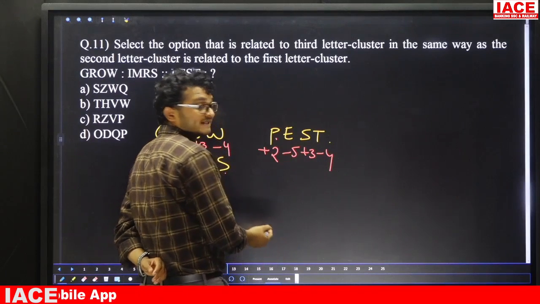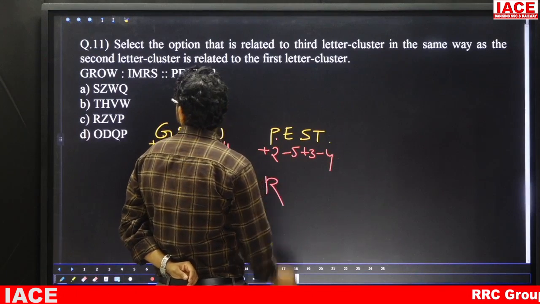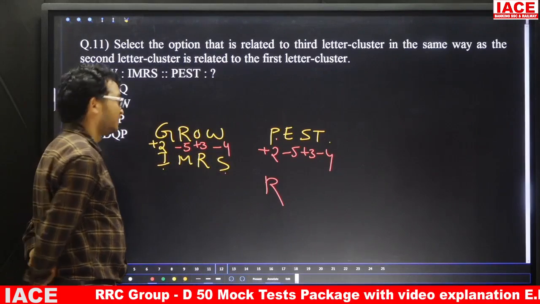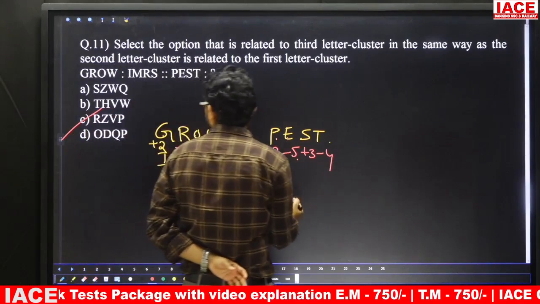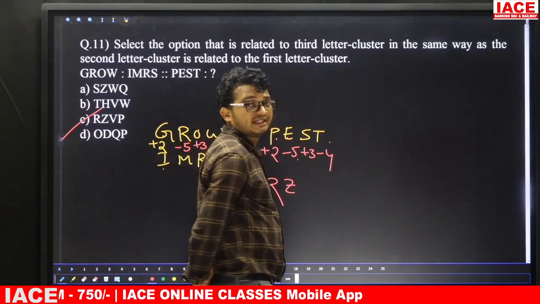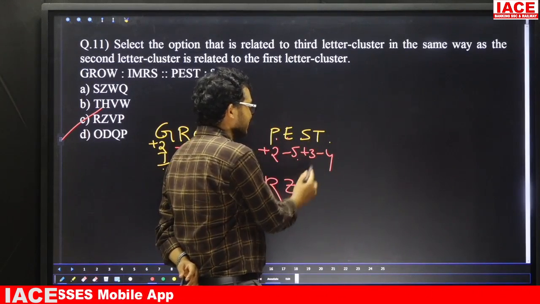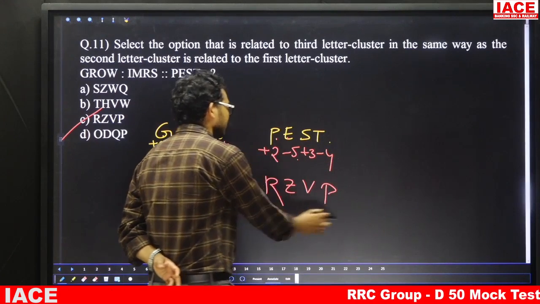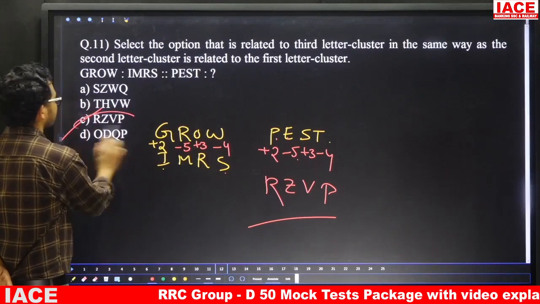P +2, 16 +2, 18, R. With R, how many options are there? Only one option is there. So the answer is what? Option C. Otherwise, E -5 is Z. S +3: S is 19 +3, 22, V. T -4: 20 -4 is 16, P. So the answer is RZVP, option C.